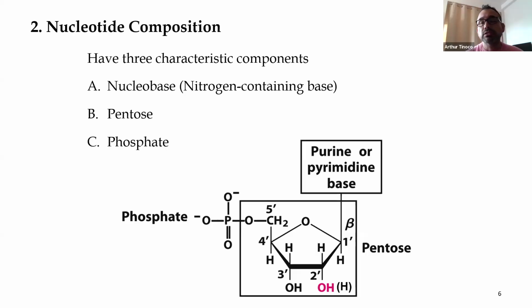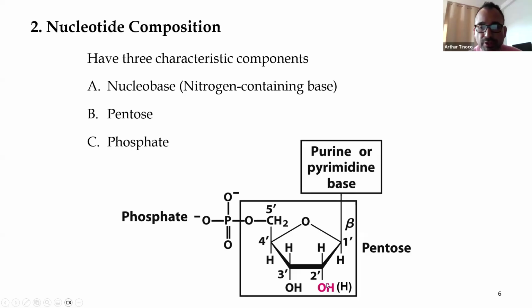As far as the structural composition, there are three key components to keep in mind. You have the nitrogen-containing bases, the nucleobases. They can be in the form of purines or pyrimidines. Then you have the sugar component. In this case, we're looking at pentose.